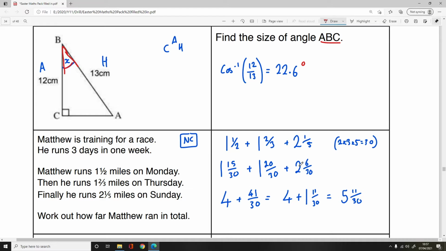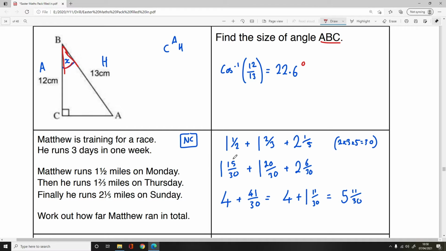This is a non-calculator question. Obviously, it's quite easy to do it with a calculator, because you just add the numbers up, but this is checking whether you can add fractions. Now, I tried to do this the straightforward way, and the straightforward way for me is to add up the fraction bits and the whole number bits separately and then put them together.